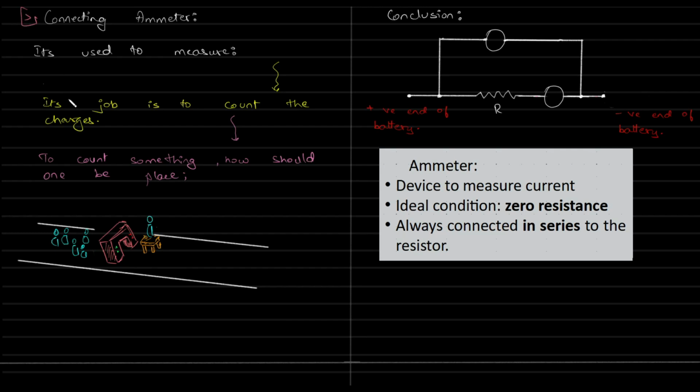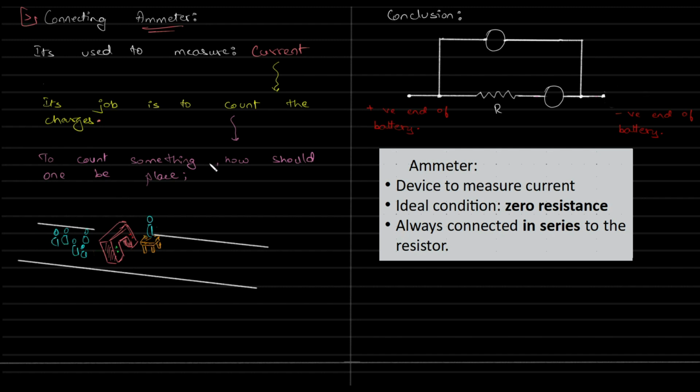Connecting an ammeter. But what is an ammeter? Well, it's used to measure current. Current is nothing but your flow of charges. So basically, its job is to count charges. Make sense? Right? If I'm able to sit and count charges, I am an ammeter. As simple as that.